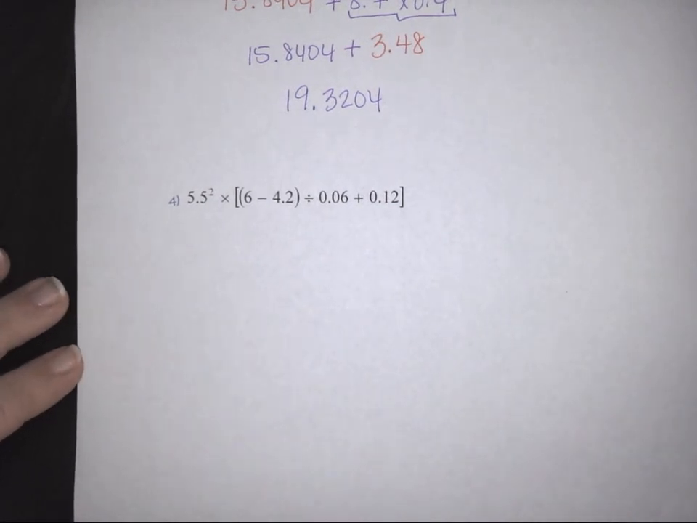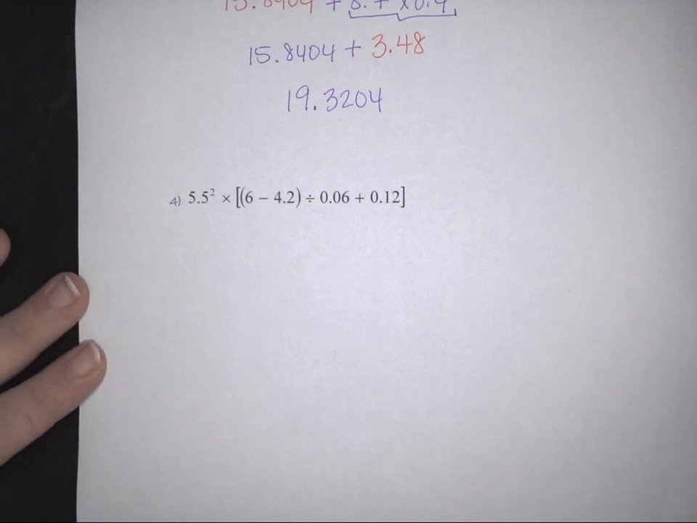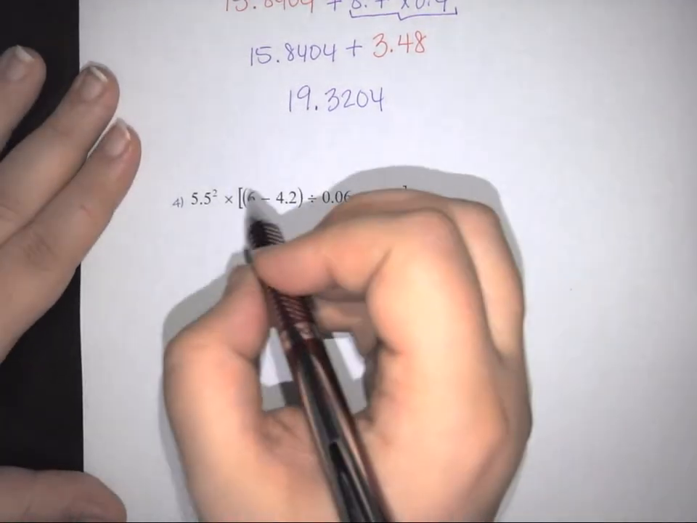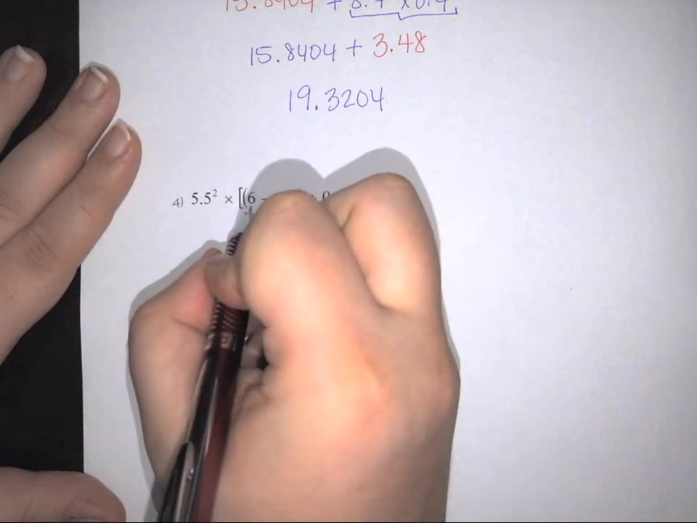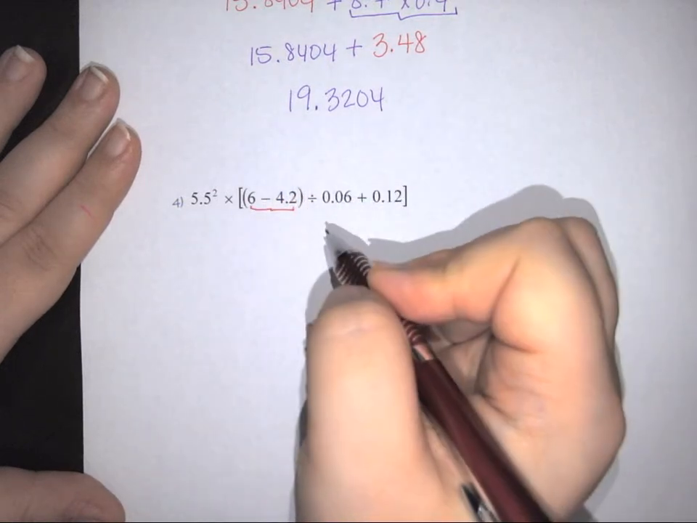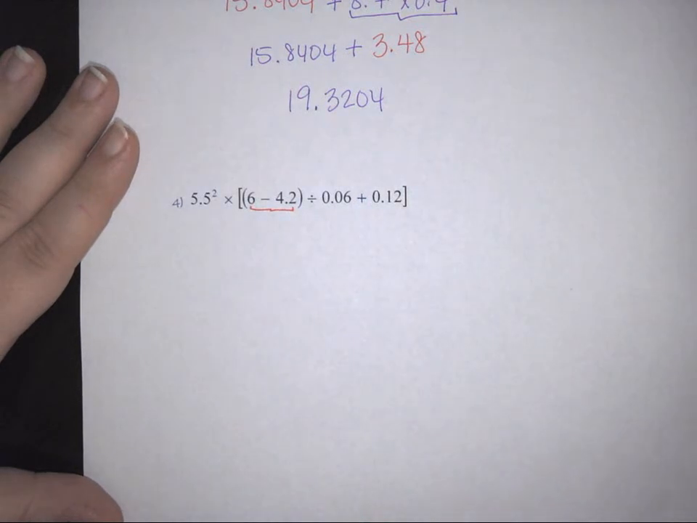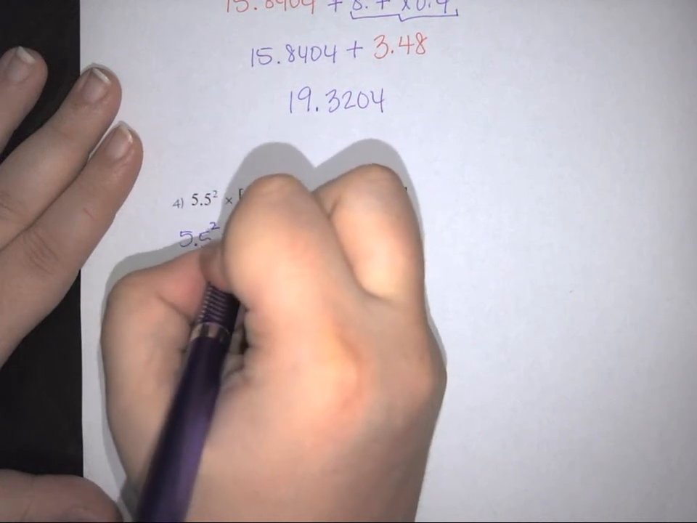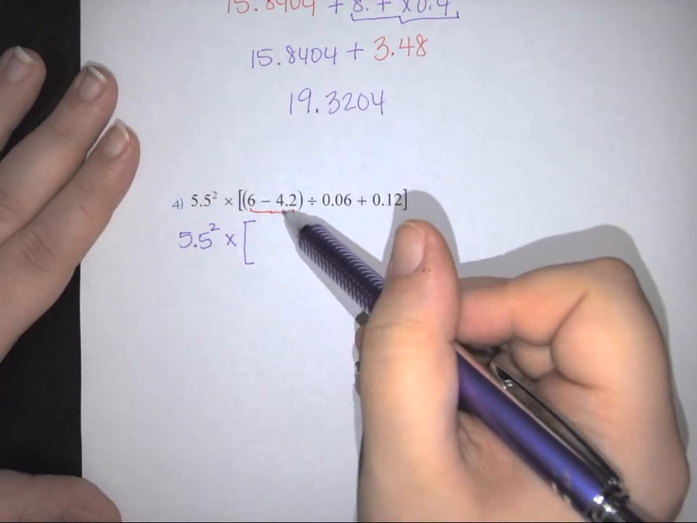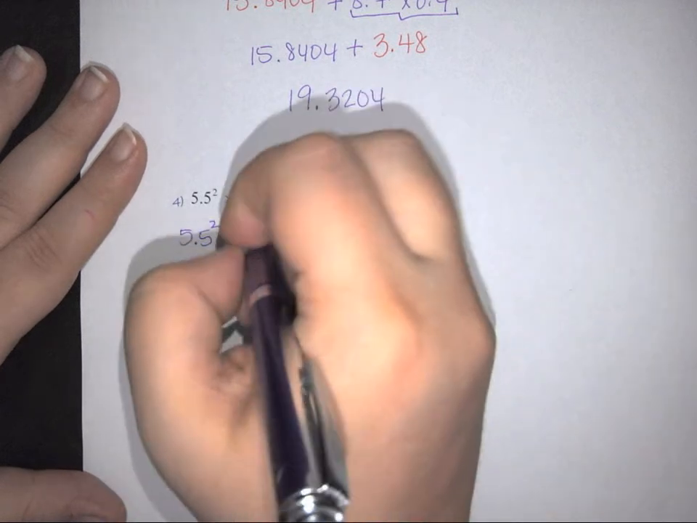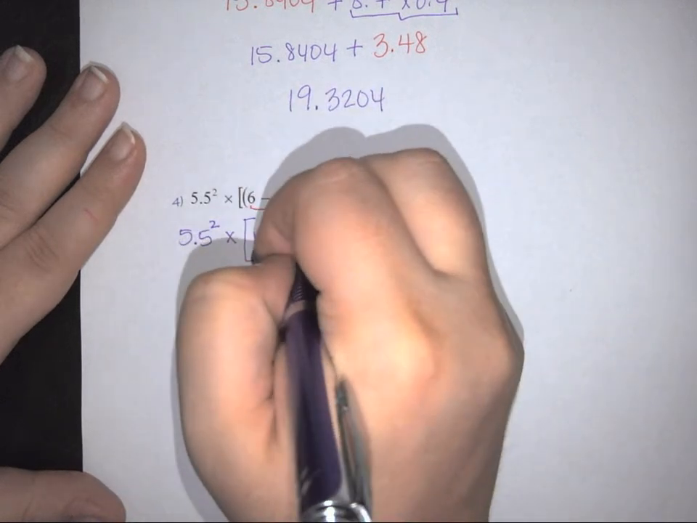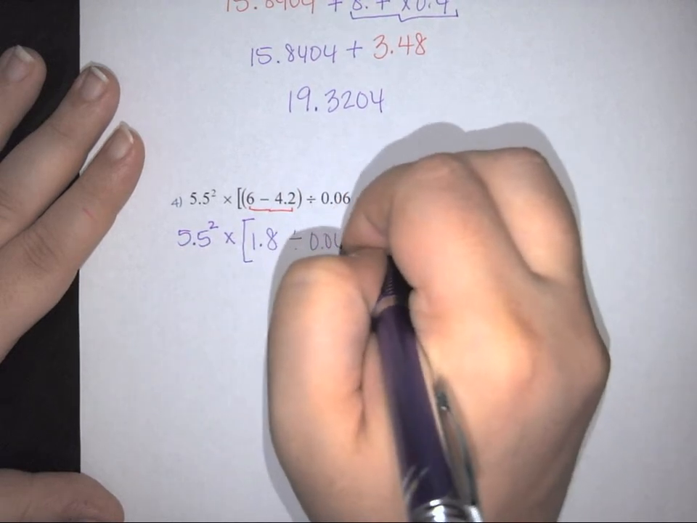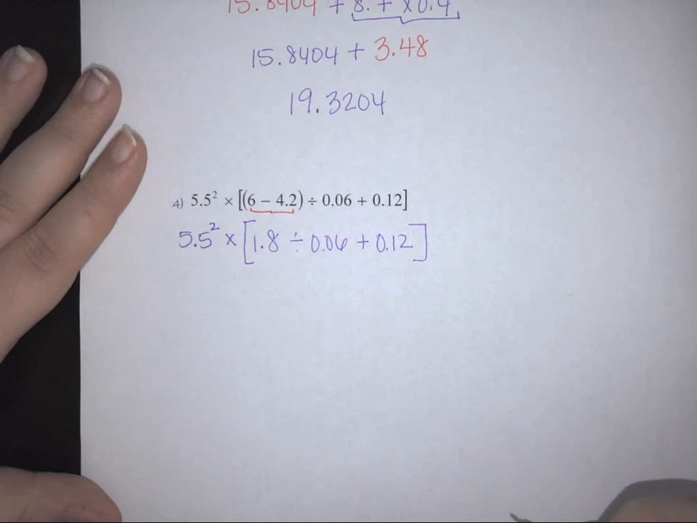Alright, last, as you can see, we have kind of parentheses inside a bracket. So the very first thing that we have to do is this parenthesis here. Okay. So we have 5.5 squared times bracket 6 minus 4.2, which is going to give you 1.8, divided by 0.06 plus 0.12, close the bracket.